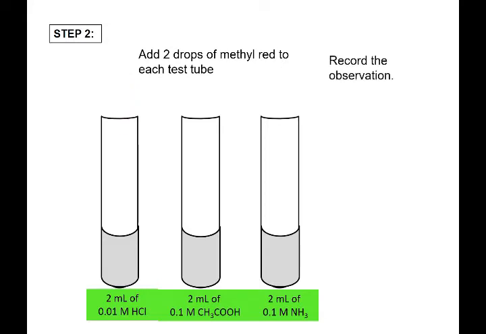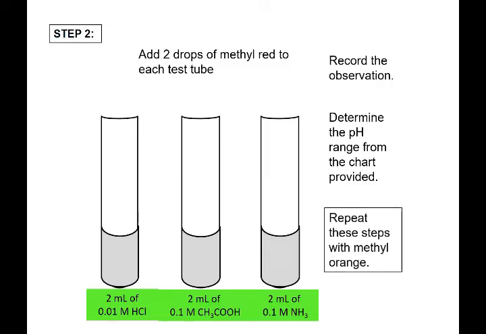Record the observation. Determine the pH range by comparing the color of the solution with the chart provided. Repeat step 2 with methyl orange.